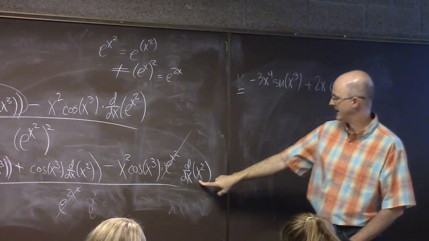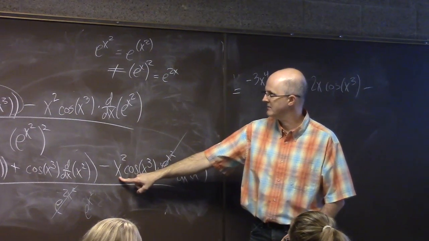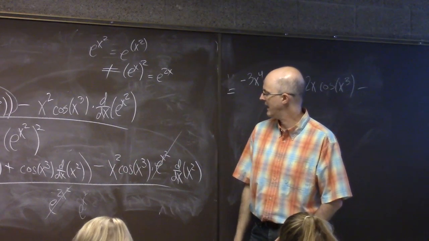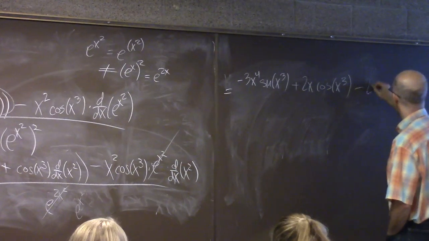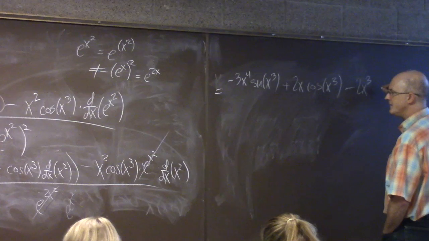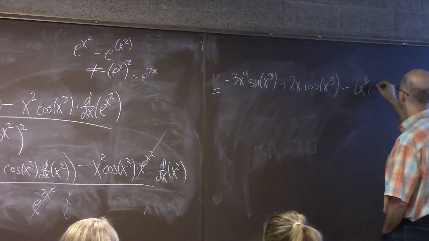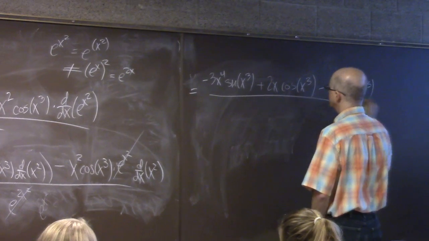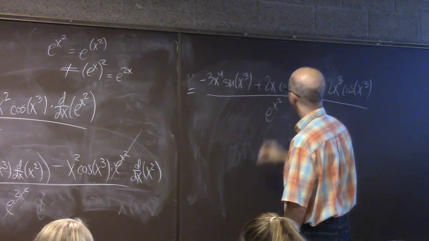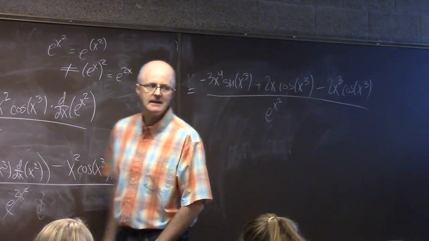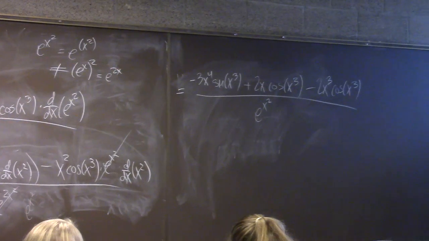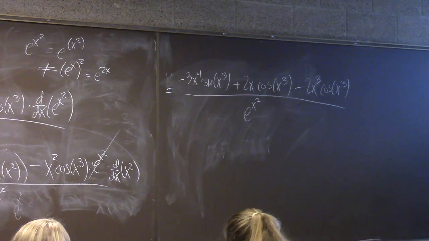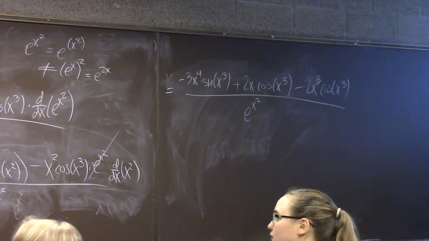minus, you get a 2x there, combined with the x squared there gives you minus 2x cubed cosine of x cubed, all divided by e to the x squared. There we go, if I've not made a mistake. This should be right. Well, by definition, if I haven't made a mistake, it should be right, right?